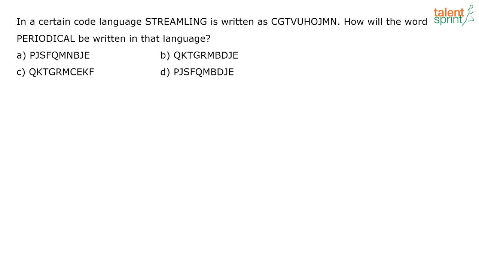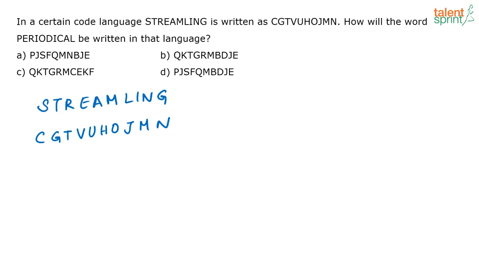In a certain code language, streamling is written as CGTVUHOJMN. So let me see who is going to give me the answer for this one.